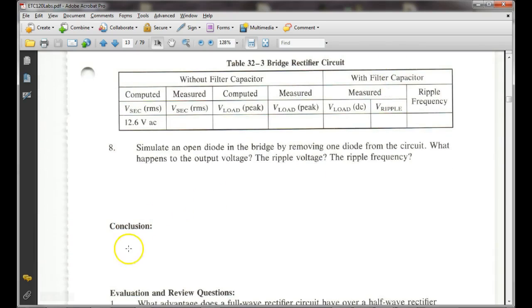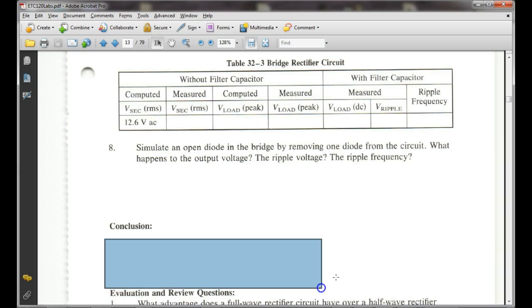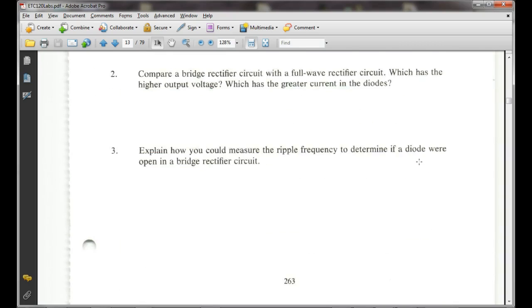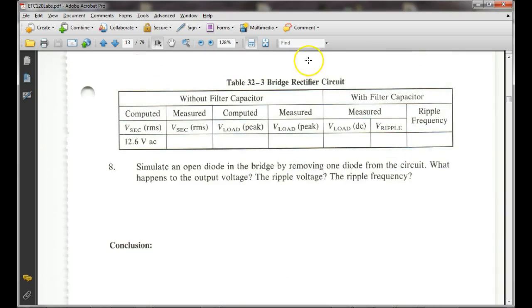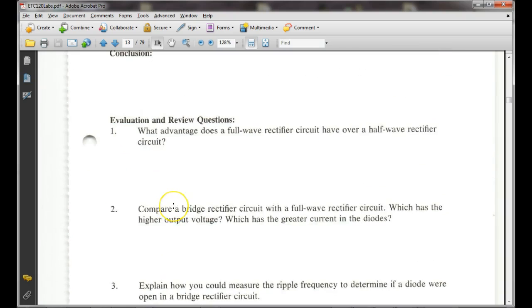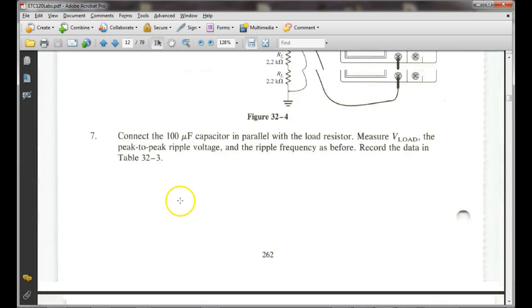Everybody okay? Don't forget your conclusions, right? And then you'll do these as a team, right? You understand that? But you do your conclusion and you do these questions. These are yours. These are not team effort. Are you okay?